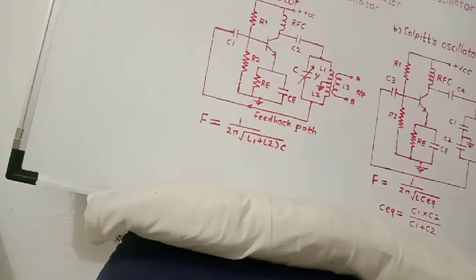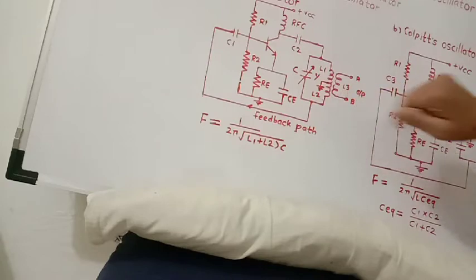L1 has the output voltage, and it induces into the coil L3.